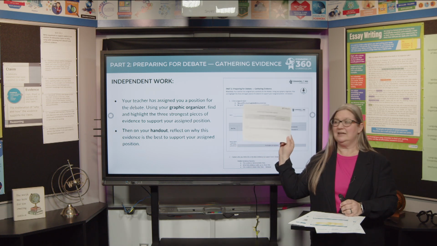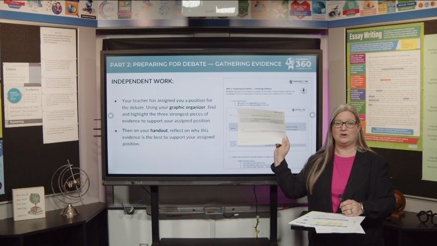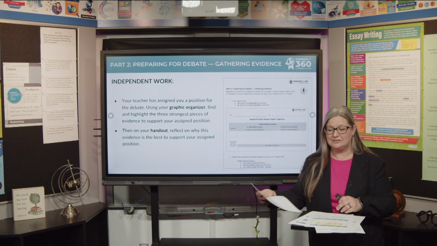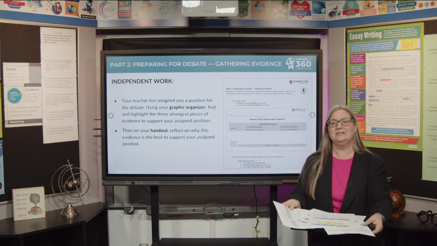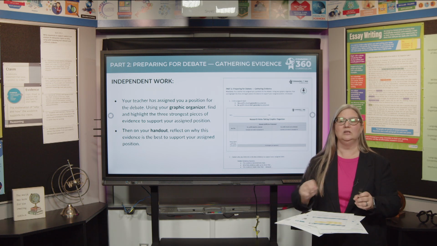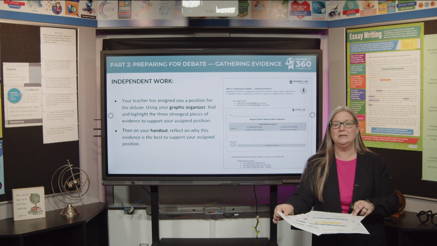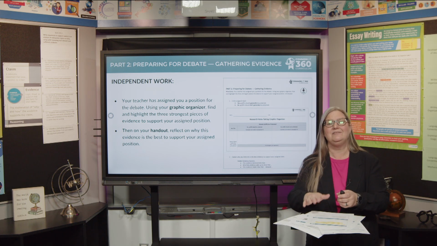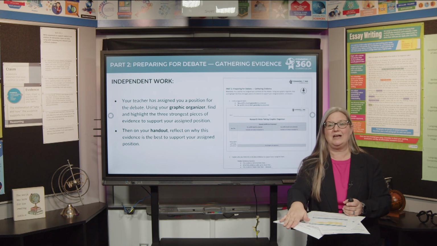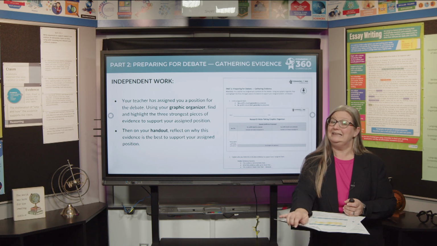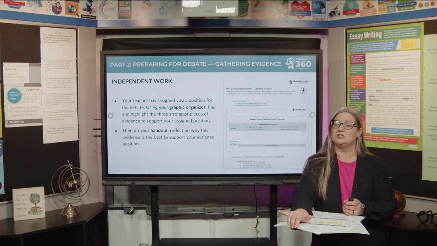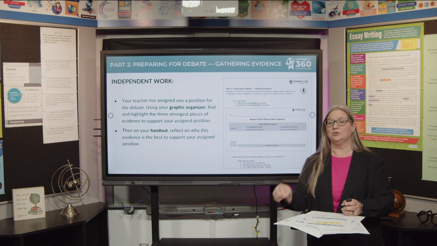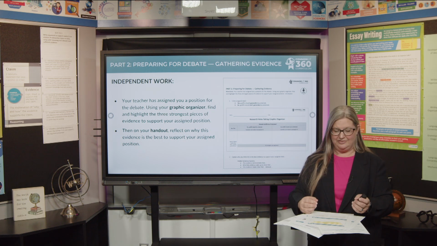Guys, this research note-taking graphic organizer is your best tool so that you're not having to dig through all of the articles. That's why we complete that graphic organizer. All of the evidence that you need should be on that graphic organizer, or at least enough information so that you know which article to go back to for that evidence.